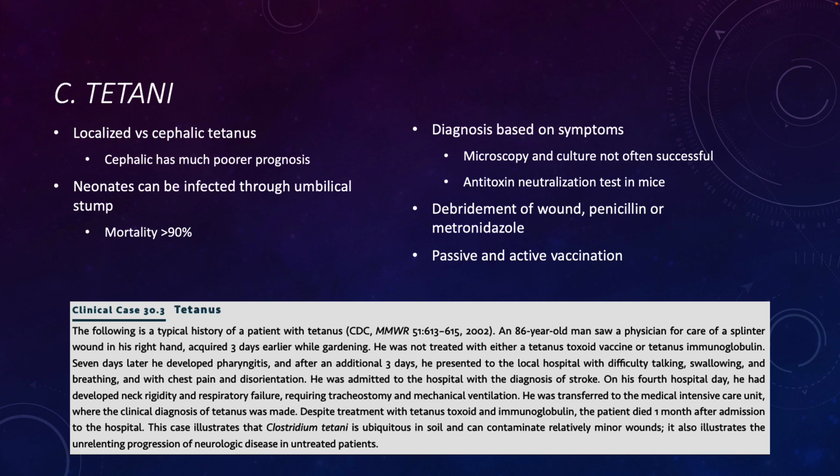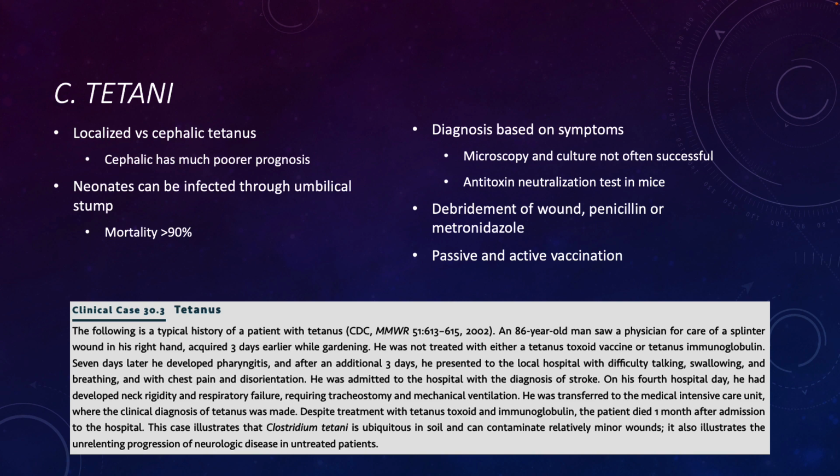Diagnosis is generally based on symptoms. Microscopy and culture are often not successful. You don't need high levels of the bacterium in order to cause the disease. You can perform an antitoxin neutralization test in mice. You would take a sample from the patient, mix it with tetanus antiserum, and inject that into the mouse. If the mouse develops no symptoms, it worked. If you take just the sample from the patient and put it in a mouse, and the mouse gets tetanus, then you know the patient has tetanus.